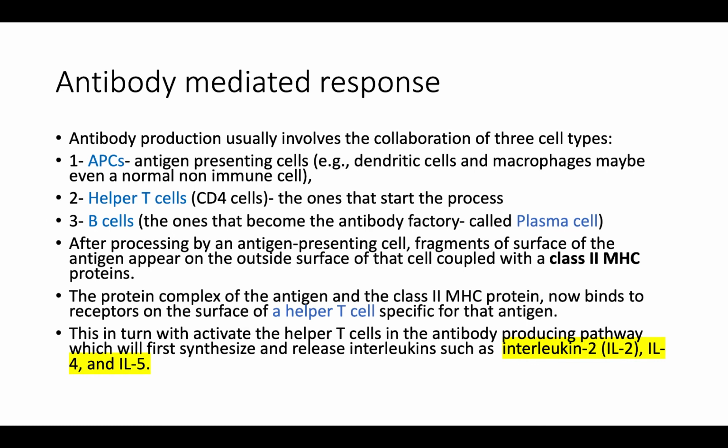After processing by an antigen presenting cell, fragments of the surface protein will be presented on the class 2 MHC complex to the helper T cell. The helper T cell that recognizes this specific antigen comes and activates itself with interleukin 2. So the antibody producing pathway will first synthesize interleukin 2 and then interleukin 4 and 5 to activate the B cell. So we moved to the humoral pathway, the antibody producing pathway, not the cellular pathway.